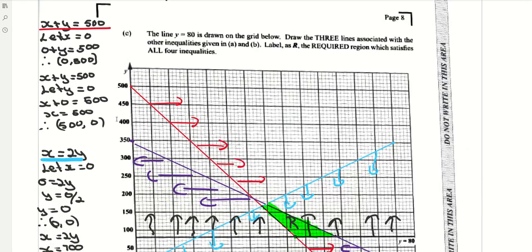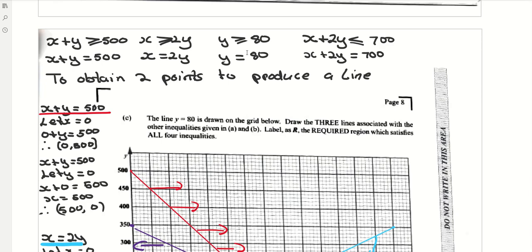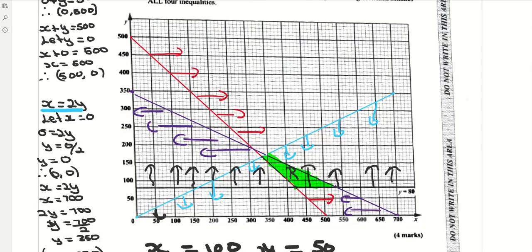And then they say the black line was y is more than 80, that is pointing upwards. So the region where all of this intersects each other is this region shaded in green, right?